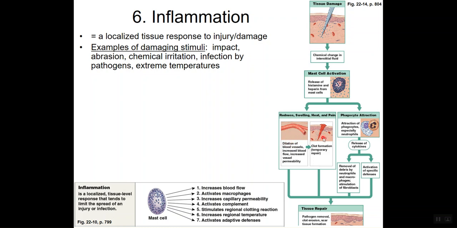You're going to stimulate the clotting process so that, once again, you get a little temporary repair and try to wall off the area. All this blood that's coming in and leaking out is causing your redness, your heat, and your swelling. And the damage has irritated nerve endings, and chemicals have been released that stimulate pain receptors. So you're feeling the pain.